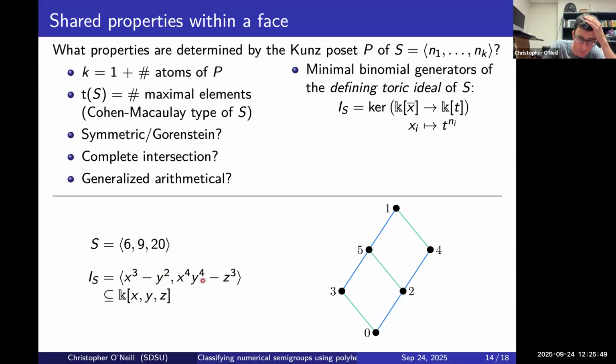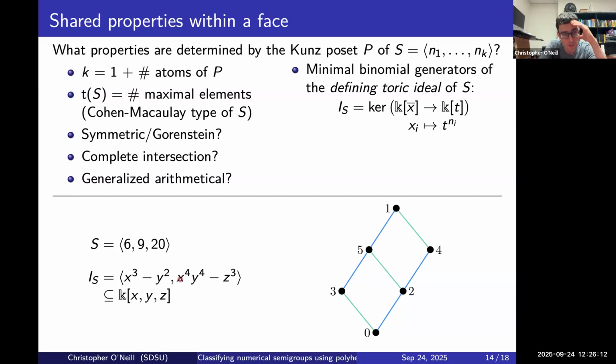This other generator here is coming from 2 different ways to buy exactly 60 chicken nuggets. The easiest way is just to buy 3 packs of 20 to get your 60 McNuggets. A more complicated way would be 4 packs of 6 and 4 packs of 9. Both of those give you exactly 60 chicken McNuggets, and so that binomial lives in the ideal.